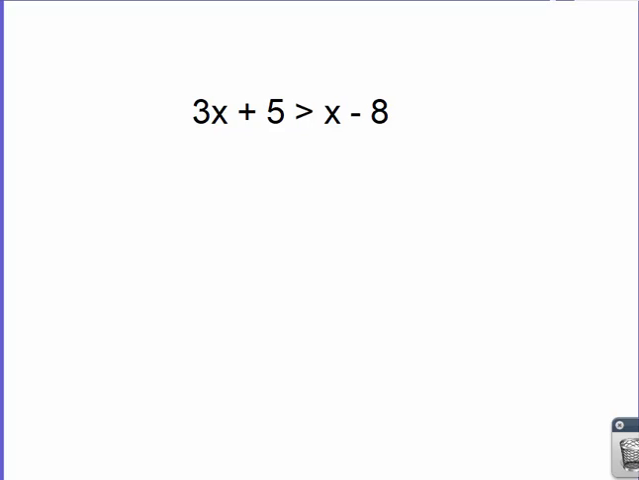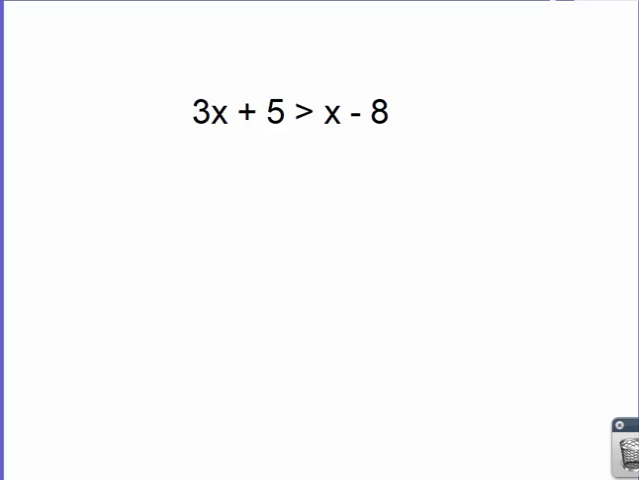Well, same thing as always. We've got three basic steps. Step number one, get your letters on one side. Step number two, get your numbers on the other side. Step number three, solve. But this time when we solve, we got to think, is my coefficient negative? If my coefficient's negative, we got to remember that our inequality is going to flip. So here we go. Let's begin.